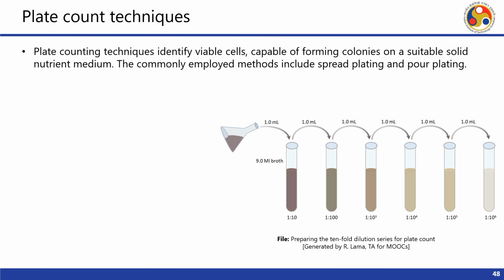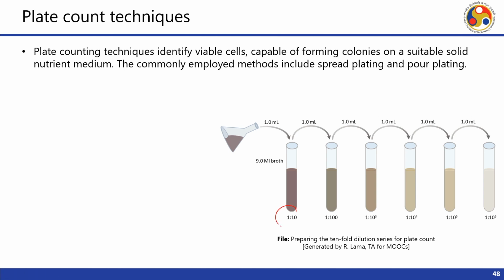These identify viable cells capable of forming colonies on a suitable solid nutrient medium. The commonly employed methods include spread plating and pour plating. So, as you can see here, we are diluting the sample with every step.